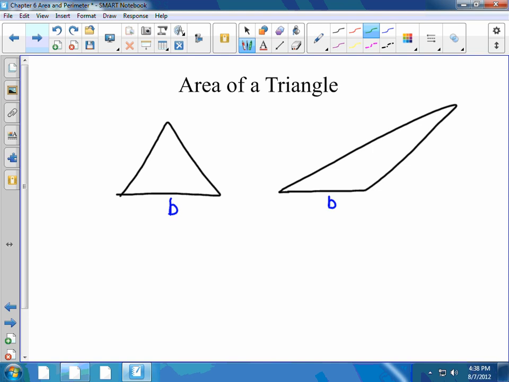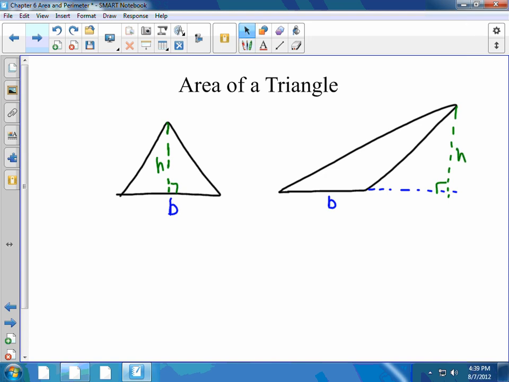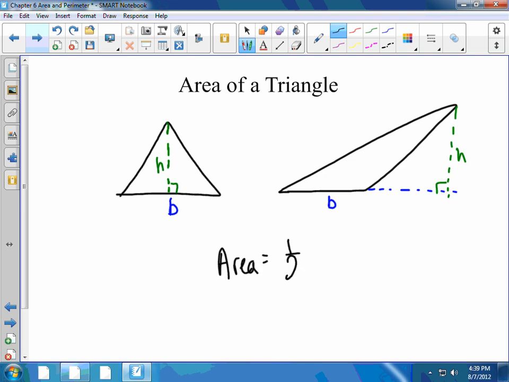The height, remember, is always perpendicular to the base. So here's the height in the first triangle. Now in the second triangle, the height for that particular base has to go on the outside here. And you'll see that often in a lot of problems. And you'll see an extension of the base to verify that that is the height. Now, what is the area formula? Area of a triangle is 1/2 times the base times the height. I'll clean that up a little bit. So area equals 1/2 base height.